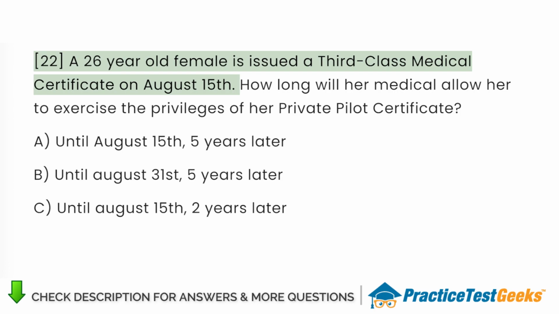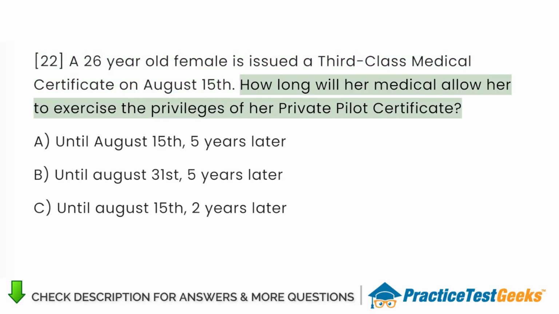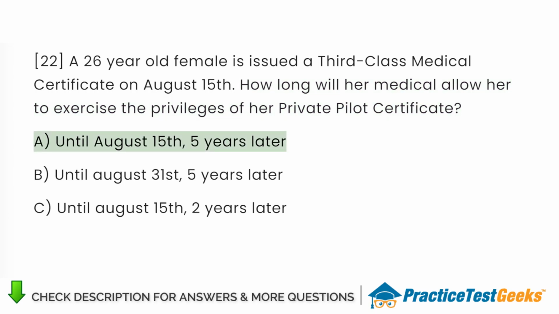A 26-year-old female is issued a third-class medical certificate on August 15th. How long will her medical allow her to exercise the privileges of her private pilot certificate? A. Until August 15th, 5 years later. B. Until August 31st, 5 years later. C. Until August 15th, 2 years later.